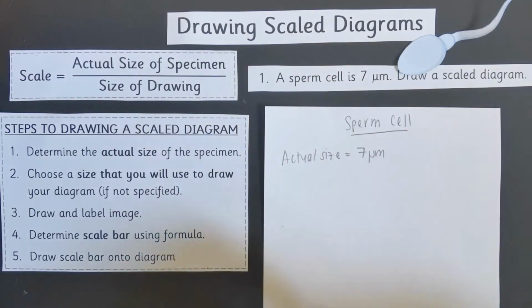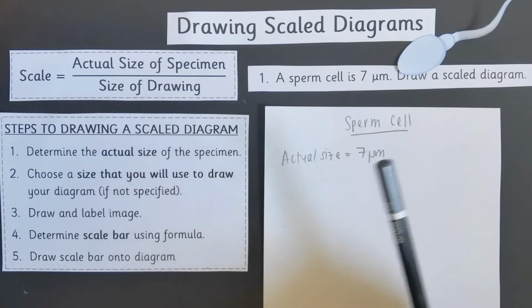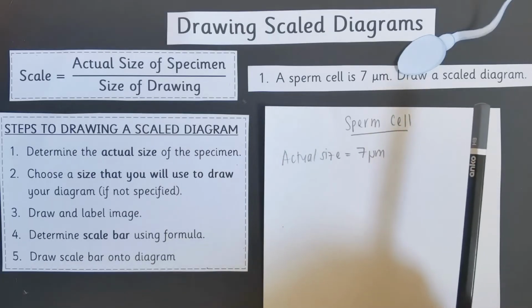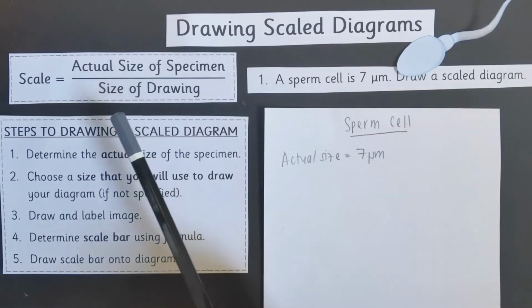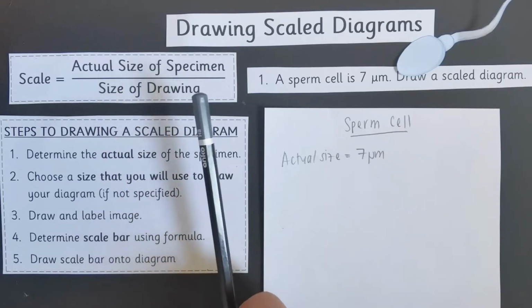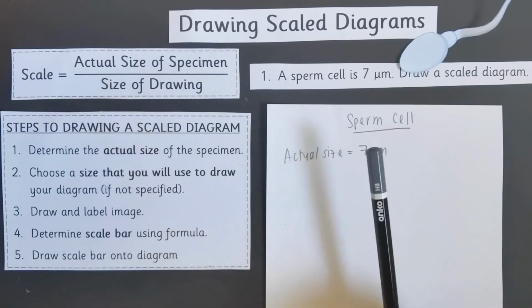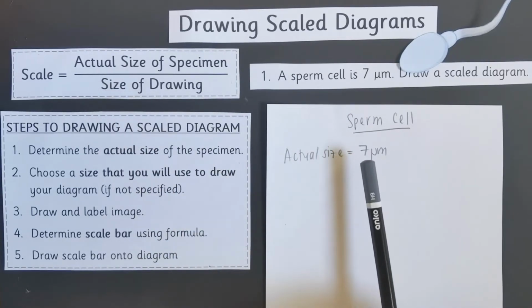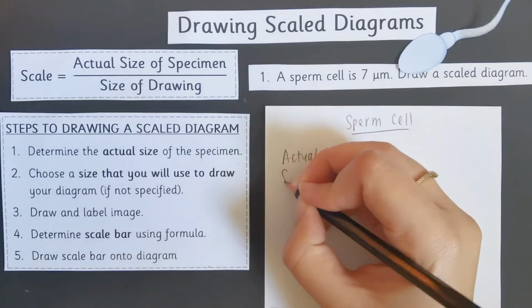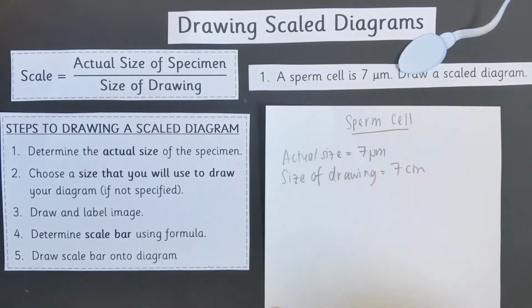All right, now we need to choose a size that we're going to use to draw the diagram. Now, in this case, it hasn't been specified. We haven't been told what size to do. So we can choose the size we want. Now, what I recommend, because we're going to be dividing actual size by the size of the drawing, we want to choose a number that will divide well by the actual size and usually give us a whole number. So keep that in mind when you're choosing your drawing size. So what I'm going to do, because we got 7, the size of drawing I'm going to choose, which will divide well, is 7 centimeters.